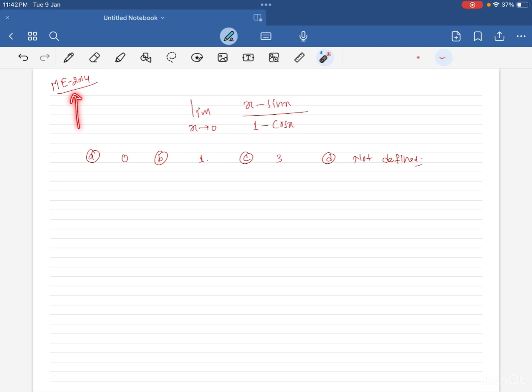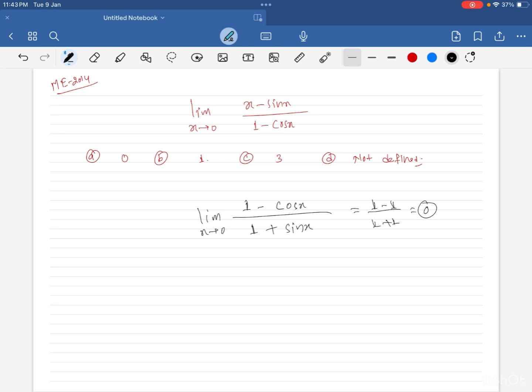So this question is again from ME. If you put x equals 0, then 0 minus 0 divided by 1 minus 1 is 0 by 0. So it is 0 by 0 form, and you can apply the L'Hopital rule. That will bring you (1 minus cos x) divided by (1 plus sin x), limit x tends to 0. So that is going to be 1 minus 1 divided by 1 plus 1, so the answer is 0.